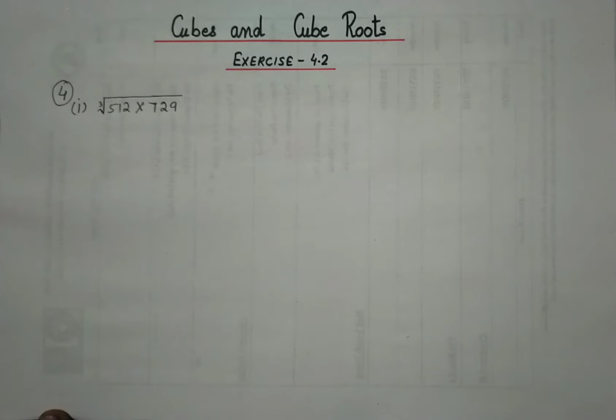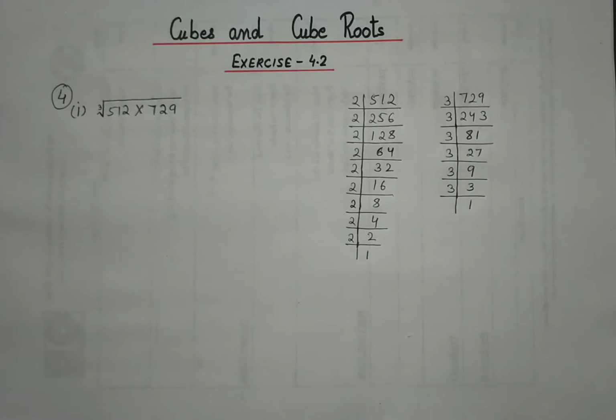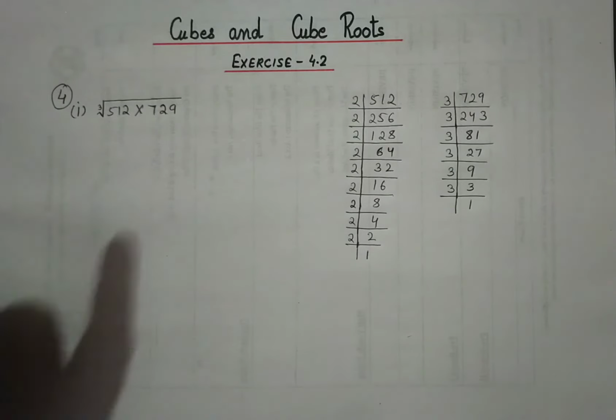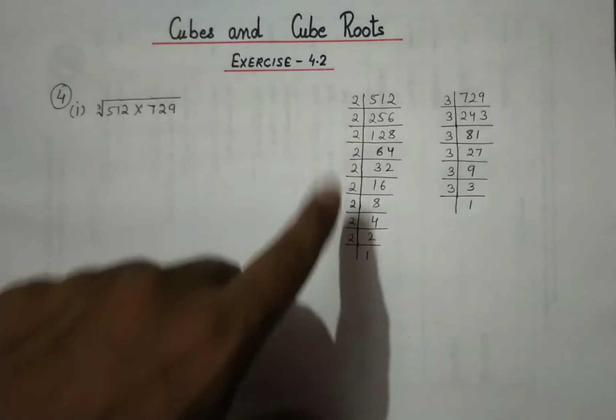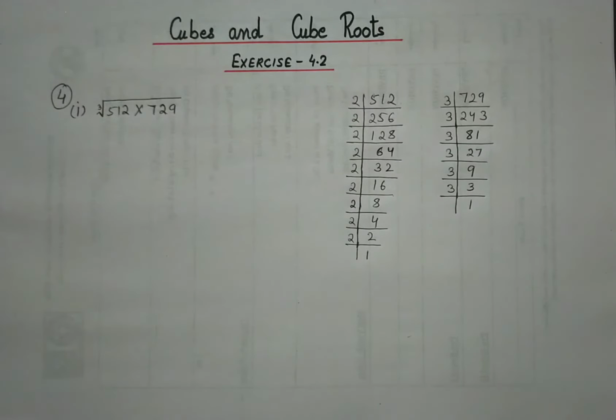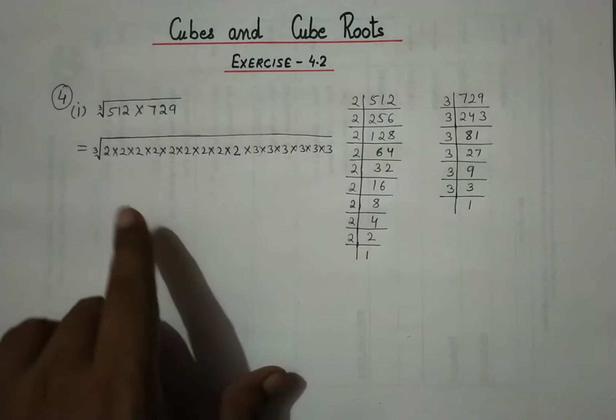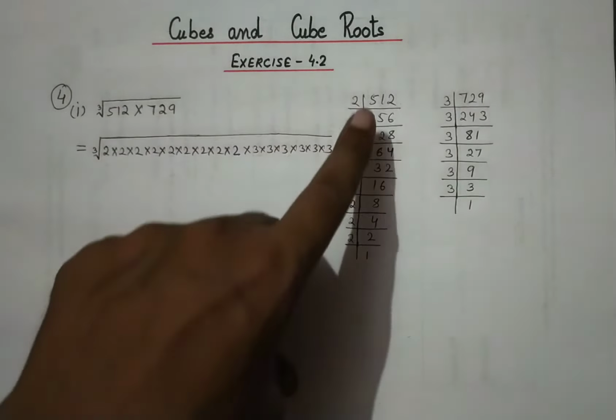Very first of all, we have to find the prime factors of both of the numbers, and here we have got the prime factors of this number. Now we are going to replace 512 and 729 by the product of these factors, and here we have replaced 512 by the product of this 2 and then 729 by this 3.